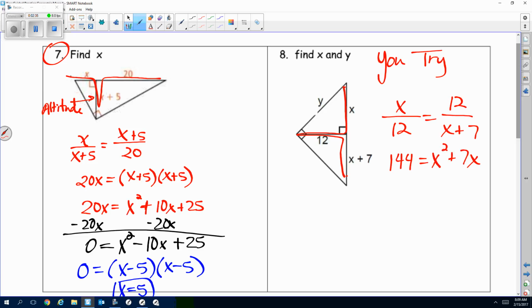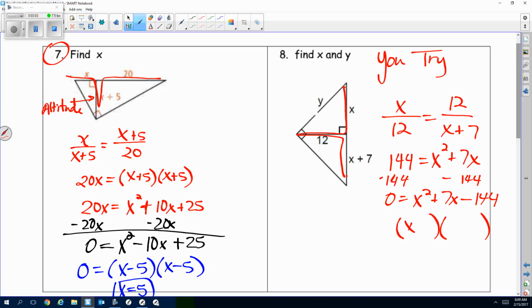So this is why I'm saying you have a quadratic. And so to solve the quadratic, we have to get it equal to 0. So we're subtracting the 144. 0 equals x squared plus 7x minus 144. And then now we're doing our factoring. So we're trying to get our factors that we can multiply to get a negative 144 but add to a positive 7.